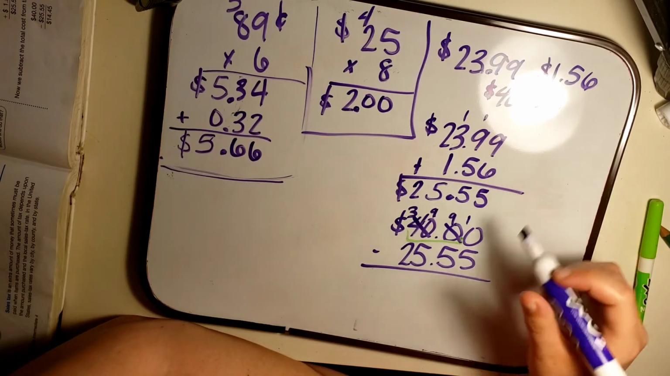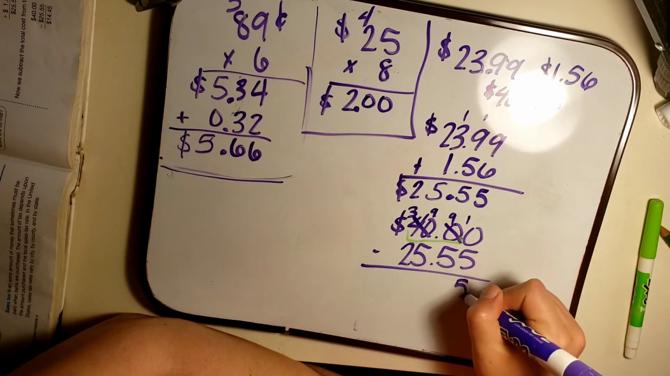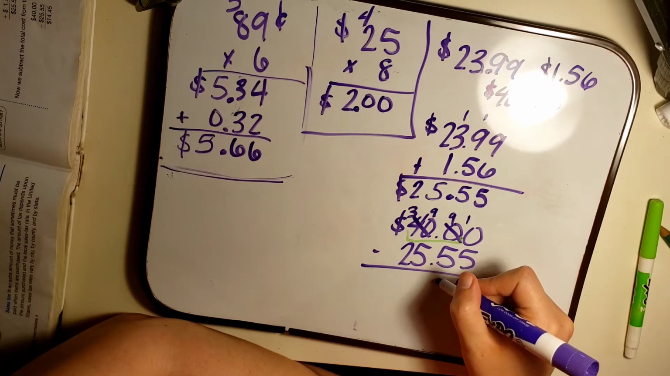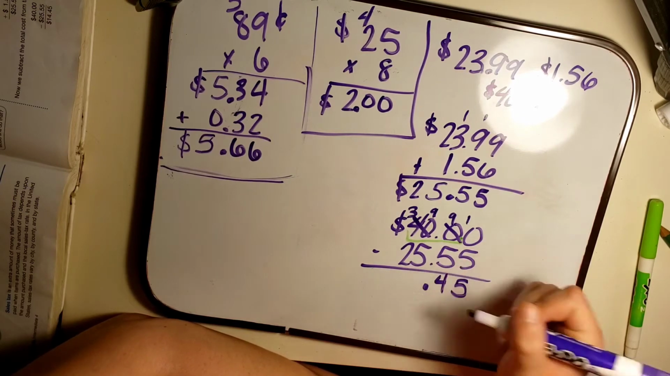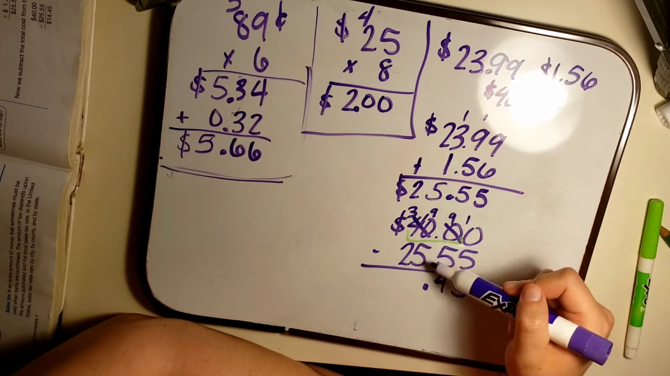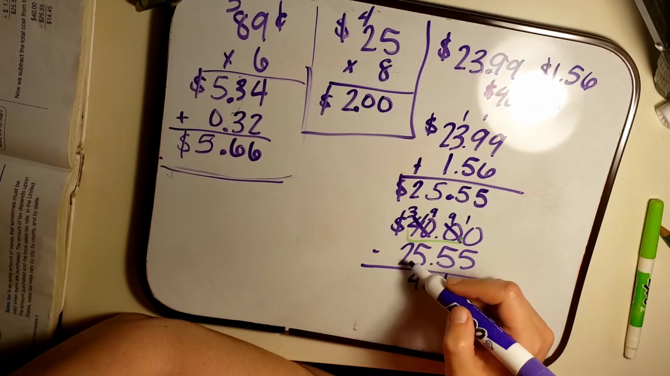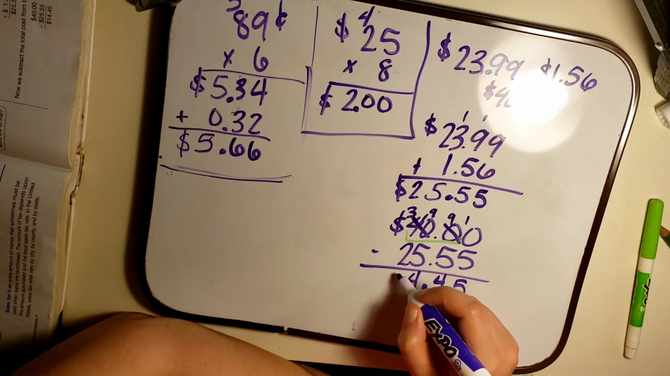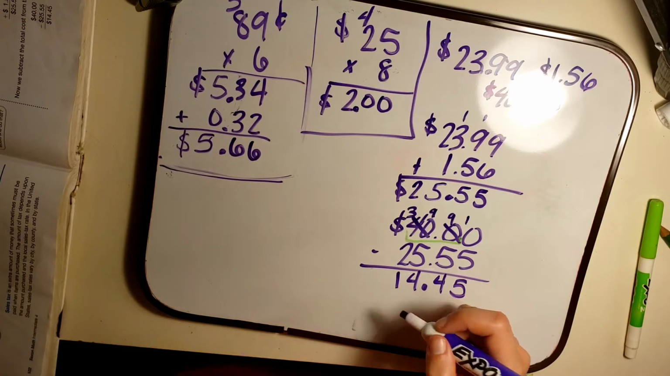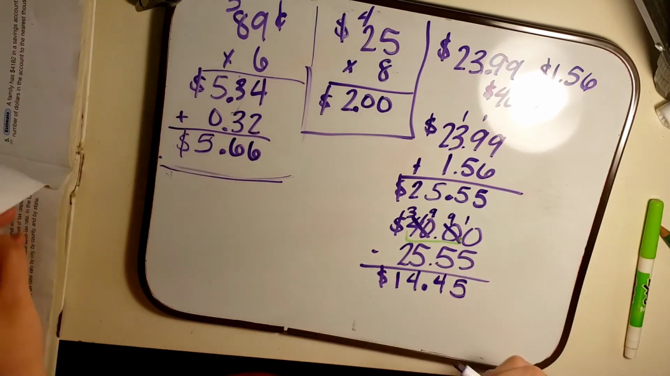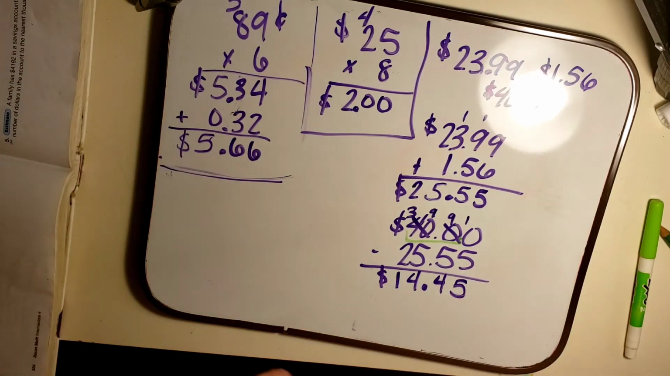Alright, so 10 minus 5, 5. 9 minus 5 is 4. Make sure I bring down the decimal. 9 minus 5, again, is 4. 3 minus 2 is 1. So it's $14.45 is our answer.